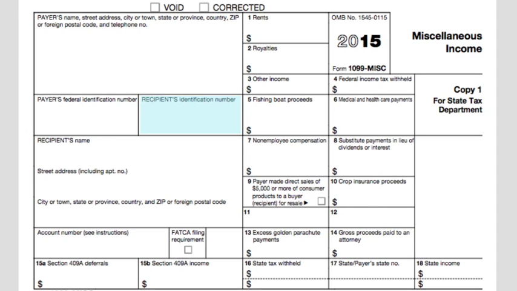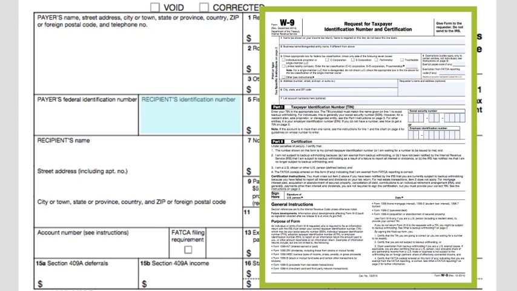As explained in the hiring workers section, to request this information from a contractor or a business that you need to file the Form 1099-MISC for, you can provide them with Form W-9, Request for Taxpayer Identification Number and Certification, for them to complete and give back to you.